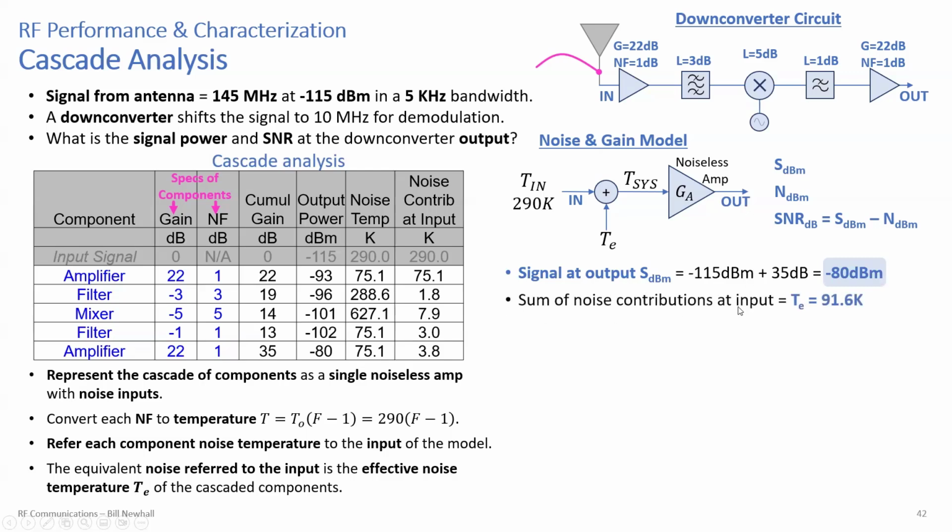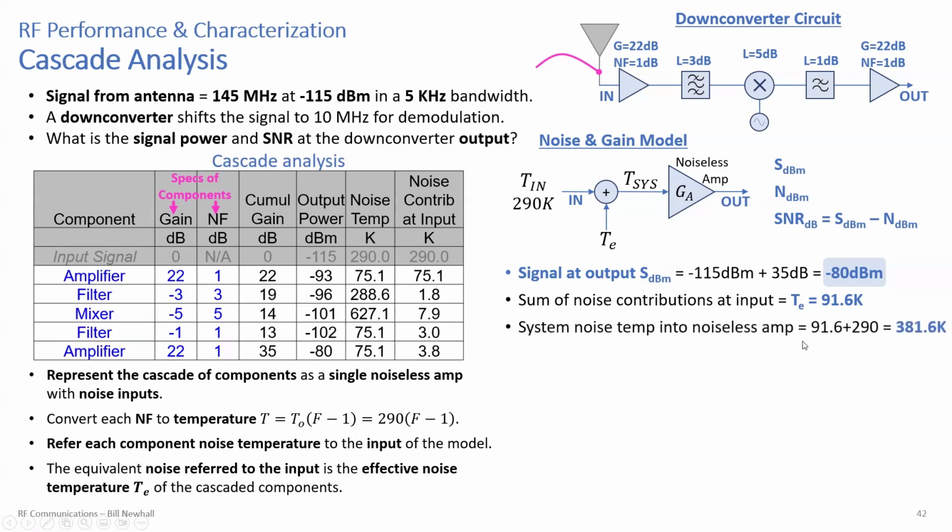If I sum up all the noise contributions at the input, right, just refer these back through the gains and go back to the input, then I get these noise contributions of each component. You can see how the first amplifier contributes the most noise, and then because of its relatively high gain, 22 dB, you have smaller contributions later by these other components, right? Especially compared to the first amplifier's contribution.